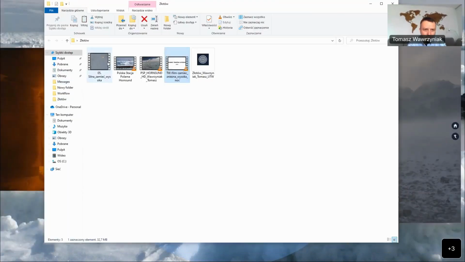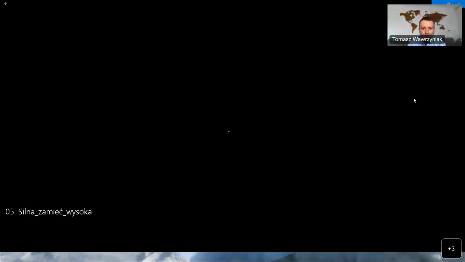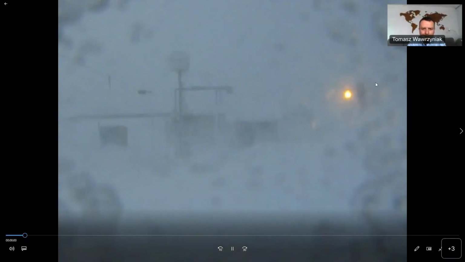I'm going to show you the weather conditions at the end of April from some years ago. As you can see, it's similar. The visibility is really low, and drifting snow doesn't allow us to go any further from the station. That's a distance of around 20 meters from the main building, and you can barely see where it's located.